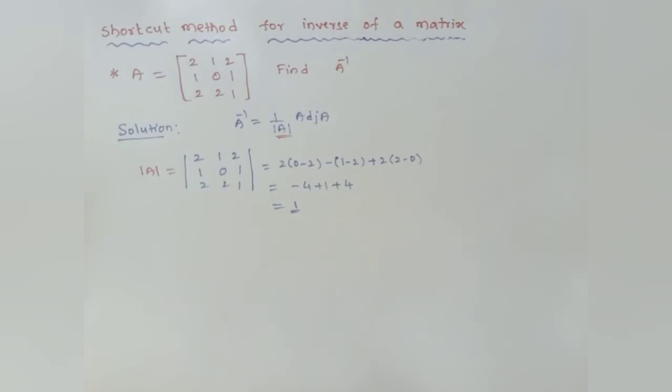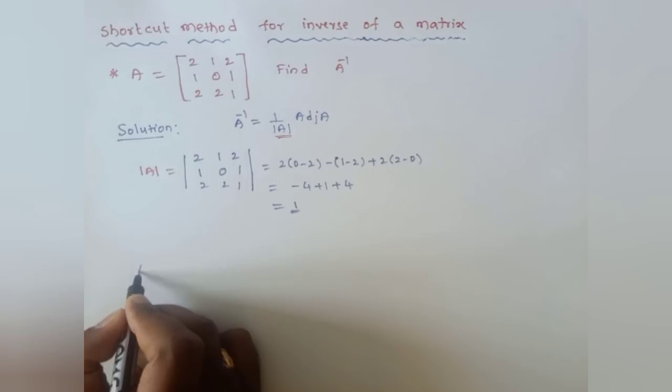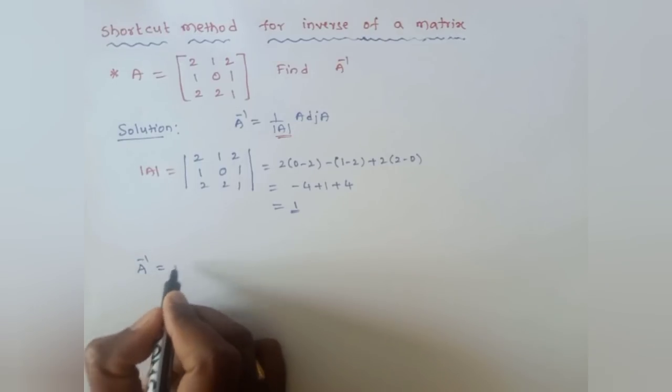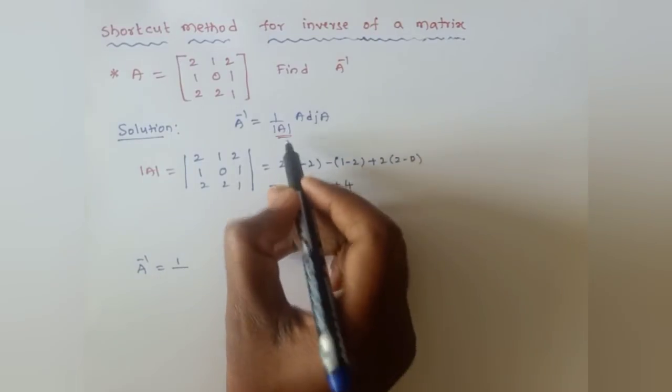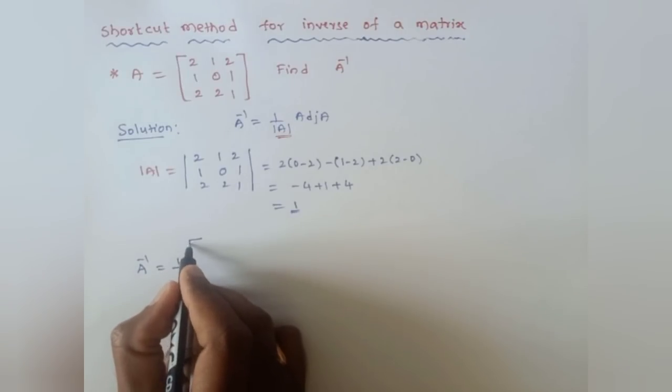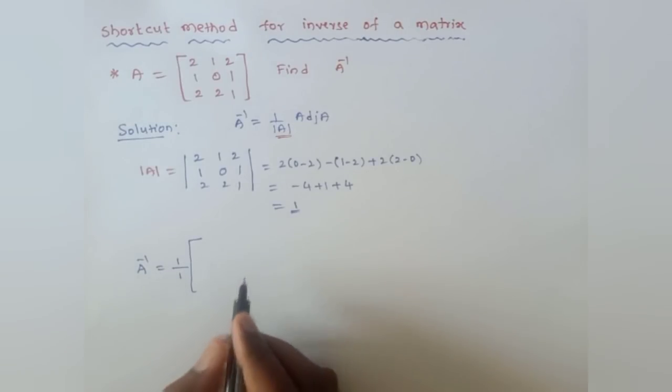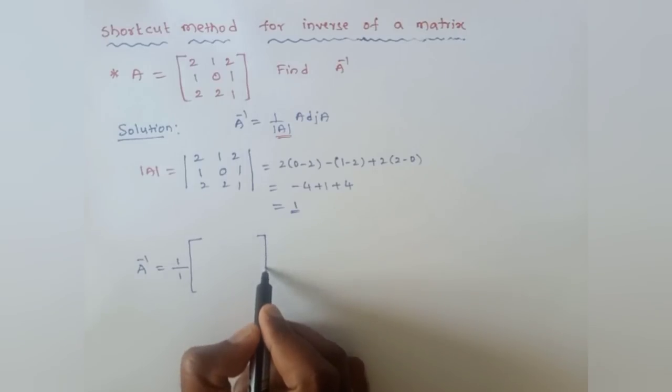So next you need to find A inverse. See what is A inverse? A inverse is equal to 1 by det A. Det A means 1, into we need the adjoint of A. So directly you can evaluate the adjoint of A.